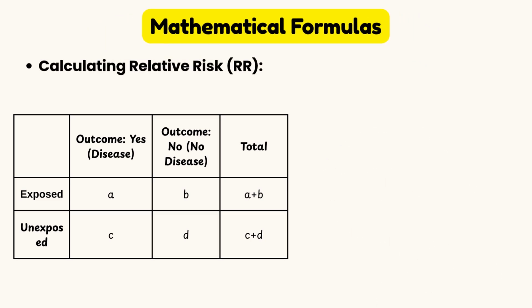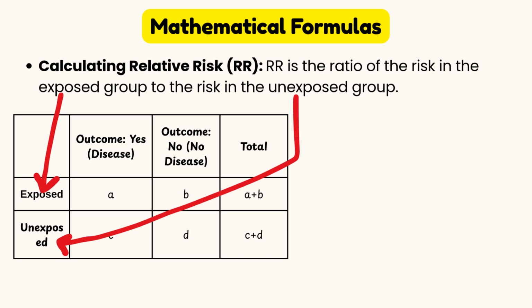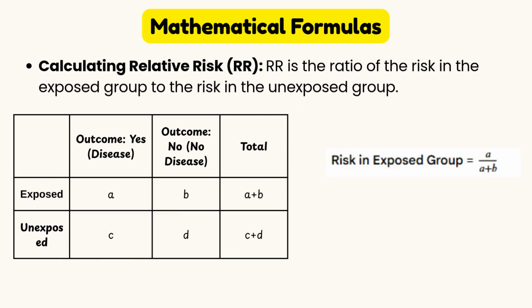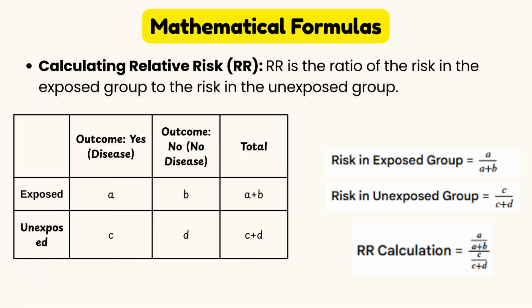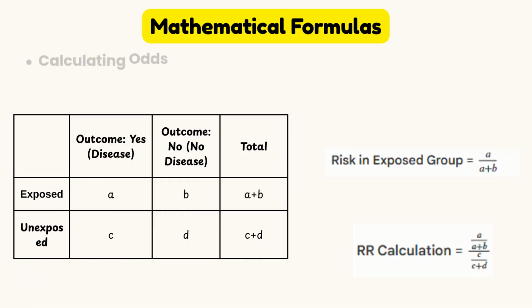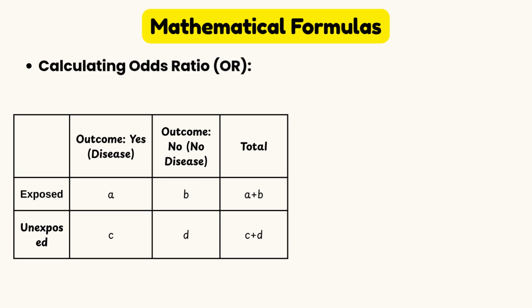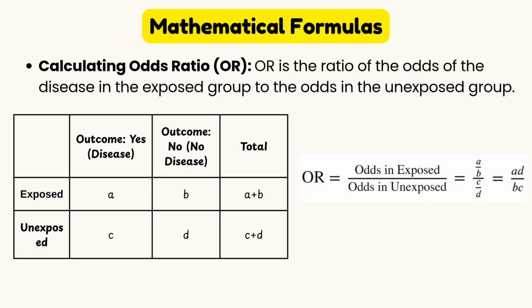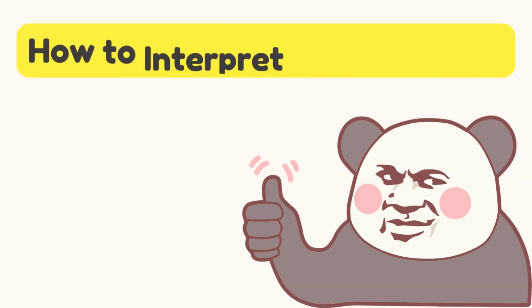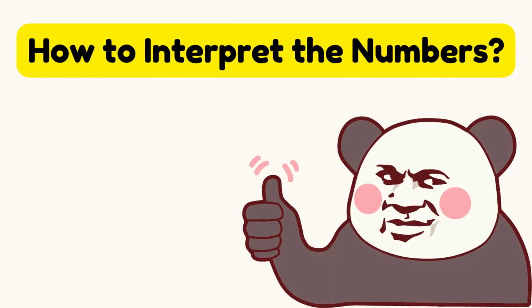Calculating relative risk. Relative risk is the ratio of the risk in the exposed group to the risk in the unexposed group. For this, we will first calculate the risk in exposed group, and then the risk in unexposed group. Then we will apply the formula of relative risk. Now, we will calculate the odds ratio. Odds ratio is the ratio of the odds of the disease in the exposed group to the odds in the unexposed group.